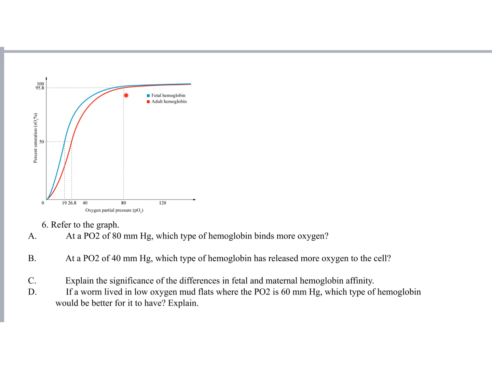Which one is a higher affinity? Which one is a higher number? It's going to be the fetal hemoglobin. So fetal hemoglobin has a higher affinity for oxygen than maternal hemoglobin at a partial pressure of 80.